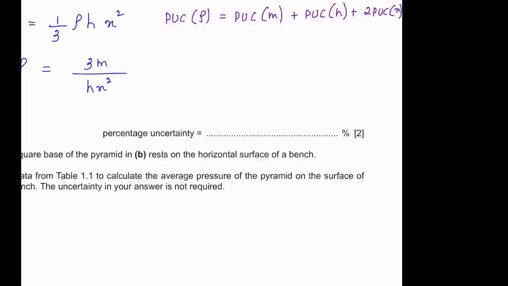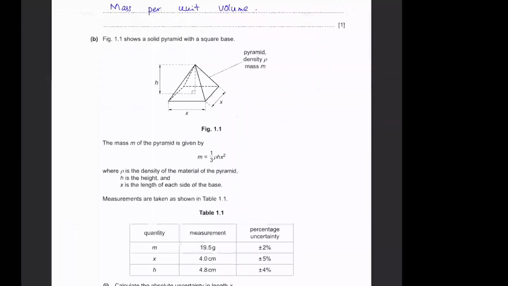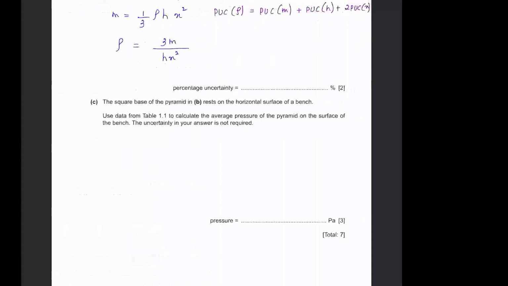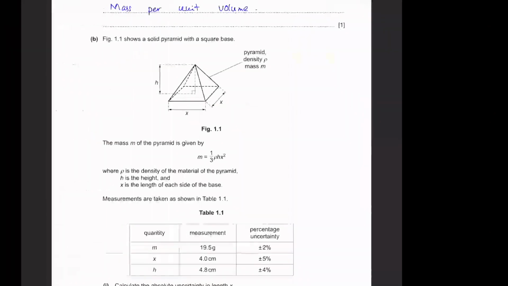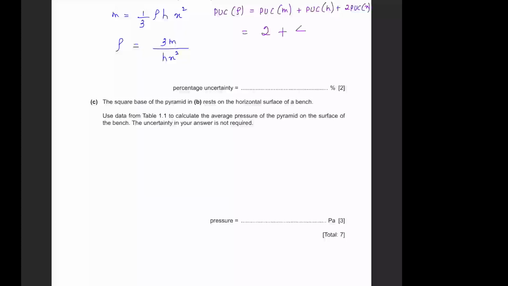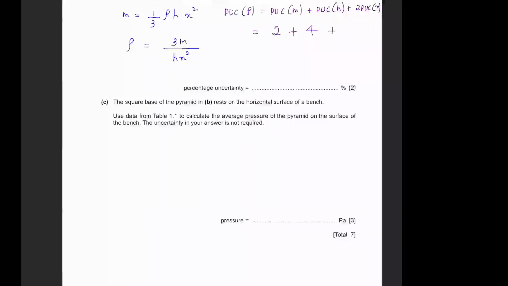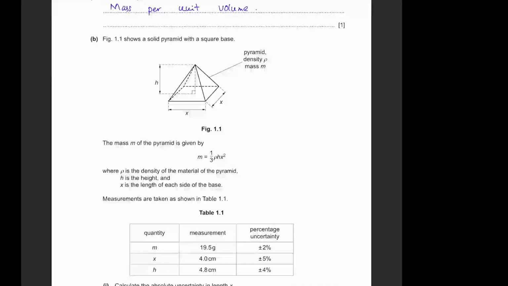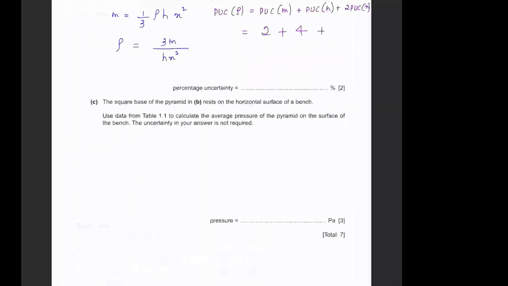Correct, right? So the percentage uncertainty of M is 2%. The PUC of h is 4%. The PUC of x is 5%. 2 times 5 is 10%. 10 plus 2 plus 4 is 16%. Then the percentage uncertainty of ρ is 16%.